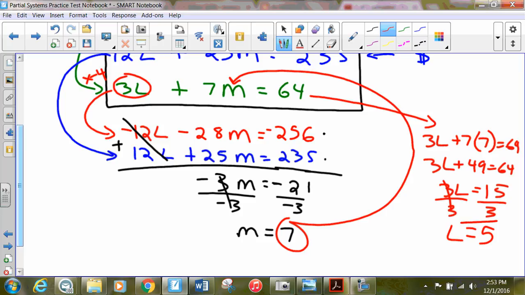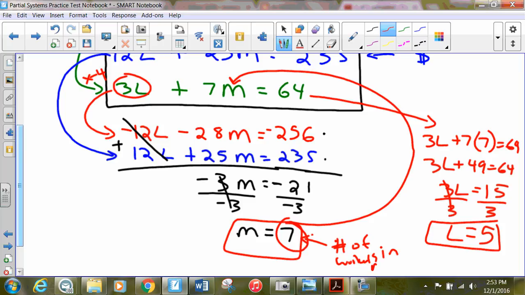5 workers for Lexi's company and 7 workers for Max's company. And we can leave the answer like this. We don't want to put it as a coordinate point because I'm not sure that would make sense. You could even take the time to write out what the M means. You could say number of workers in Max's company, et cetera, et cetera. You could do the same thing for Lexi's company.